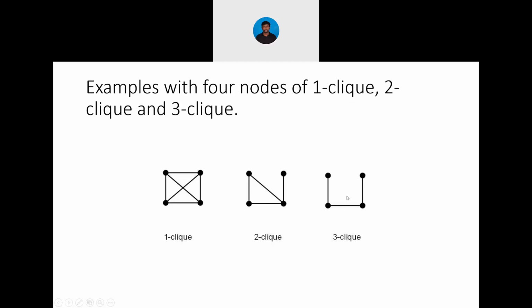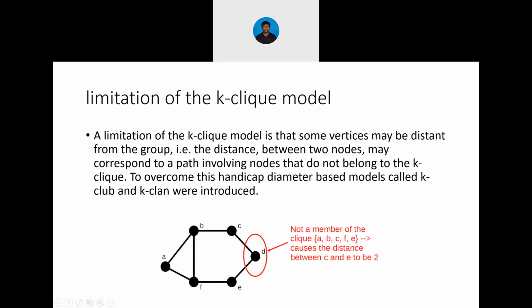And for all other nodes, the distance is actually less than or equal to 3. Maybe 2, maybe 1, right? And hence it is called a 3-clique here.